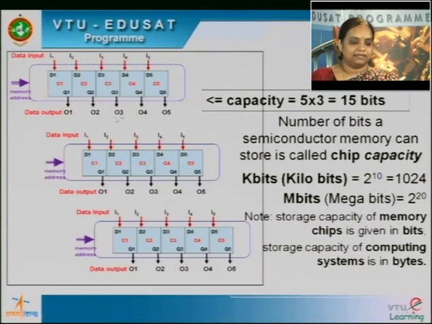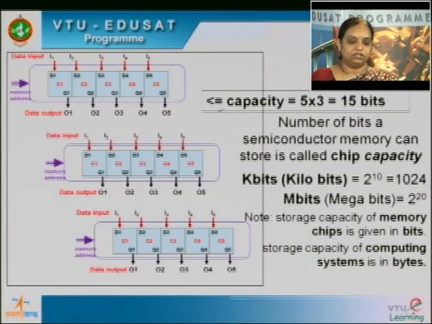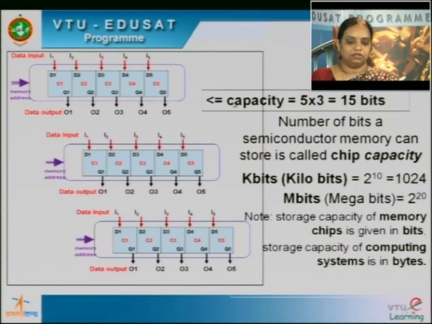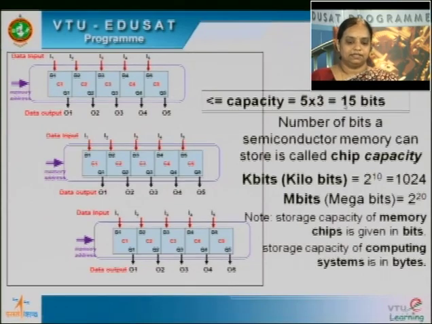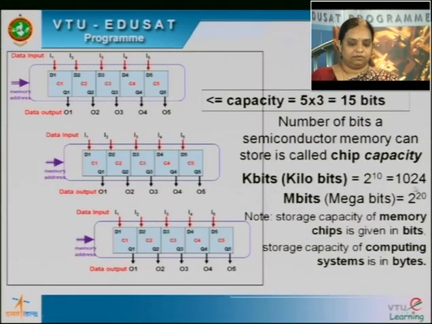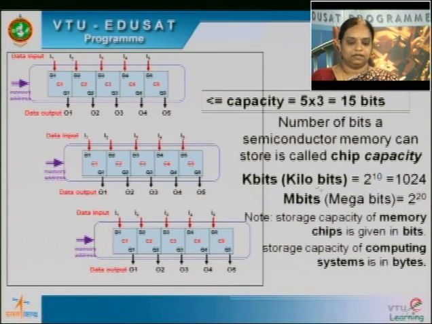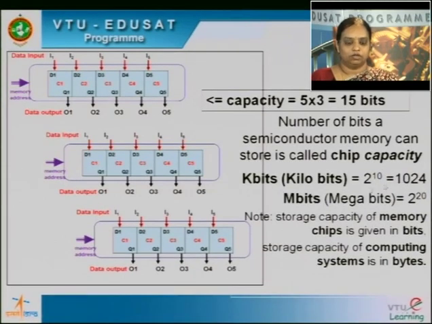And what is the capacity of this? There are 3 words, and each word is having 5. Each word can store 5 bits. So total capacity in bits is 15 bits. And the number of bits that a semiconductor memory can store is called chip capacity. The chip capacity is defined in kilobits or megabits. Kilobits is basically 2 to the power 10 or 1024, whereas megabits is 2 to the power 20.